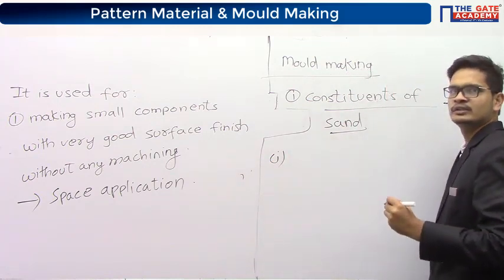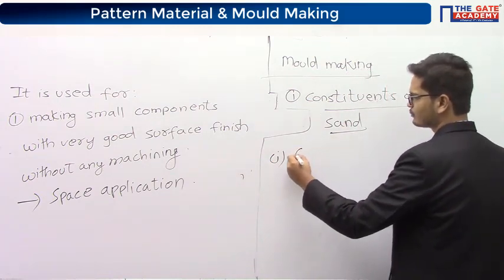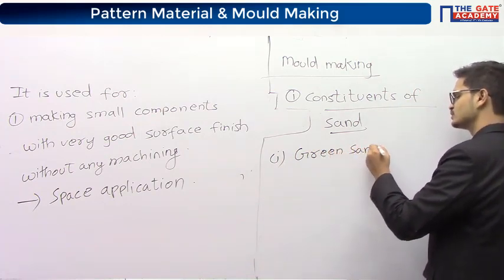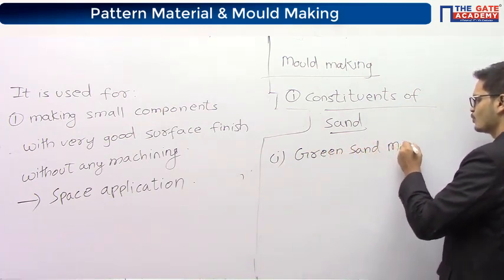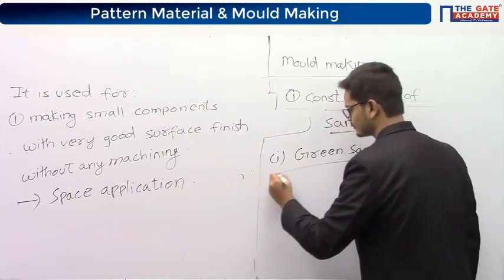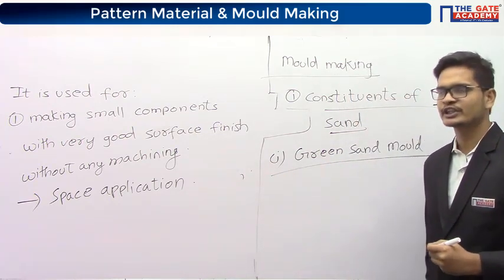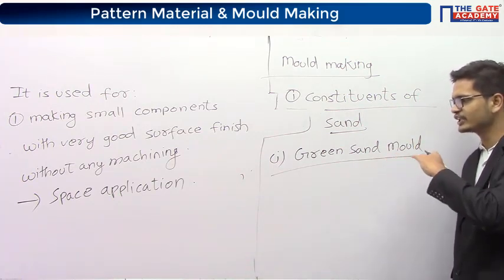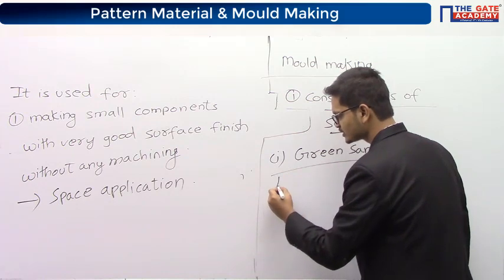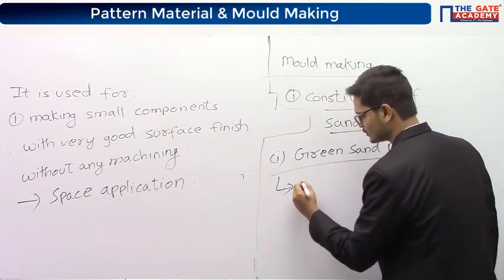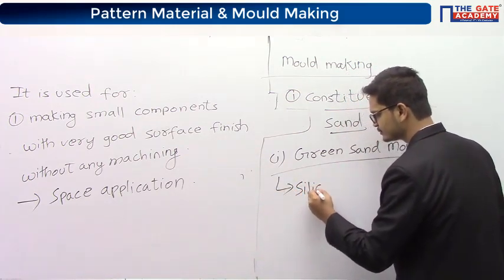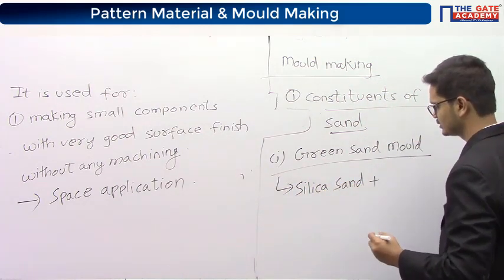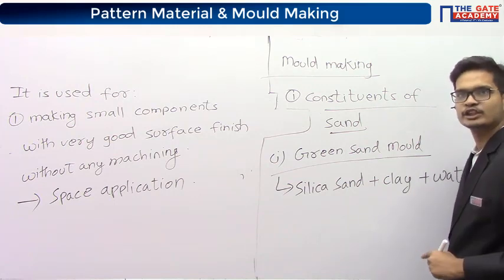On the basis of this, we have different kinds of sands. First, let us see the constituents of sand. First one is green sand mold. So what is a green sand mold? We have different kinds of molding sands. One is green sand. A green sand is a sand in which we have silica sand plus clay plus water.